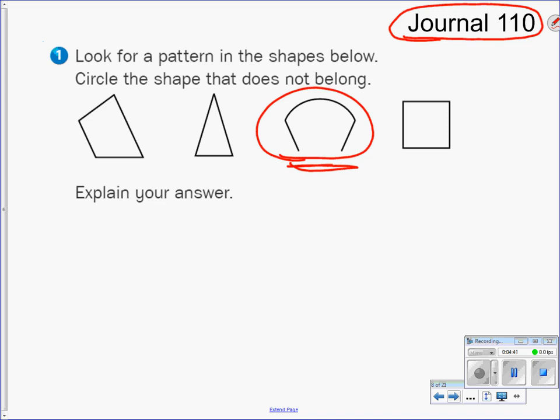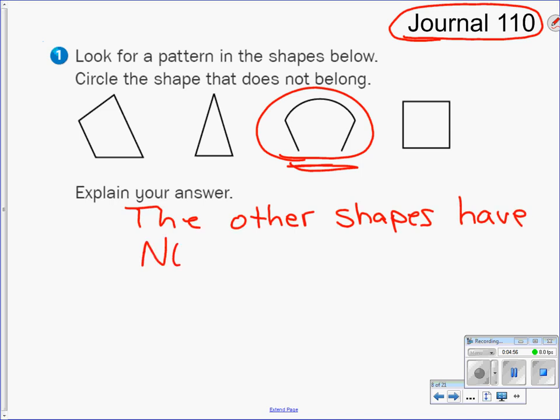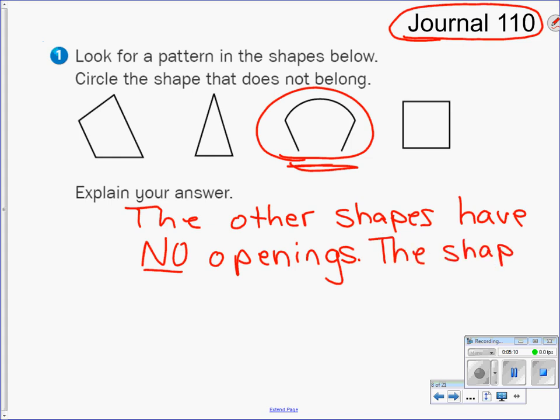And I can explain that by saying that the other shapes have no openings. And the shape I circled adds an opening.